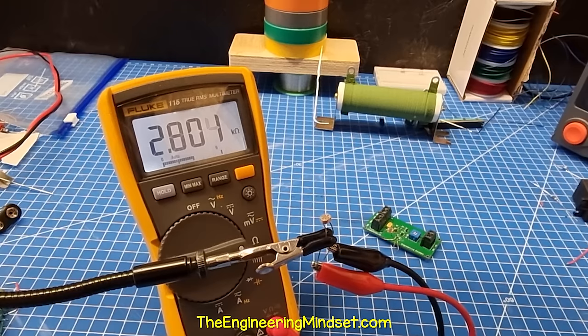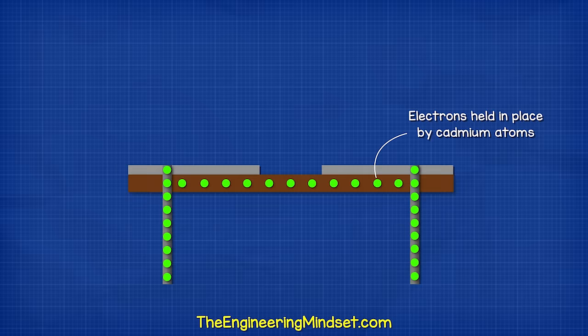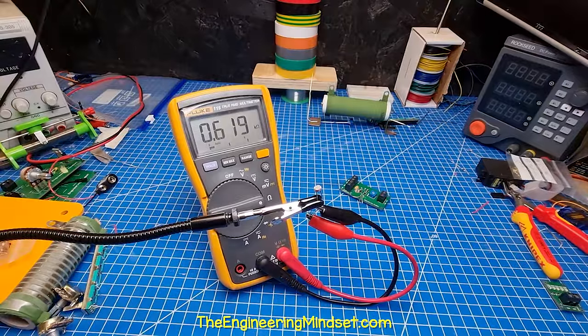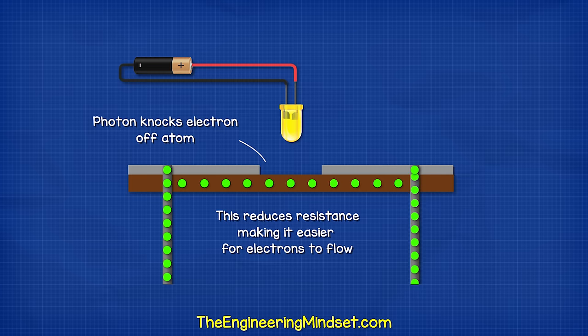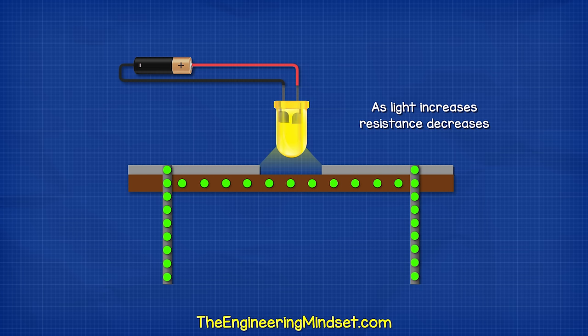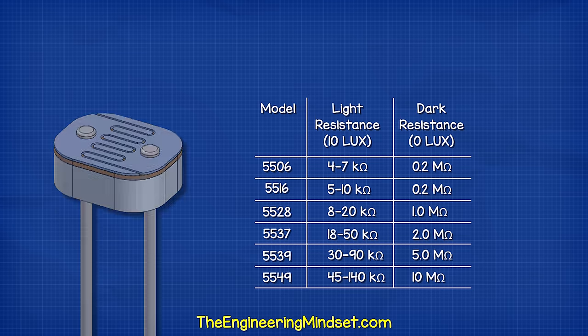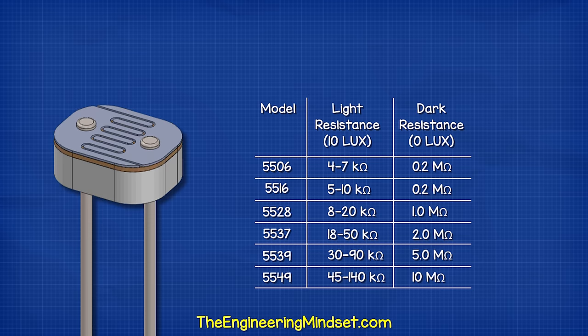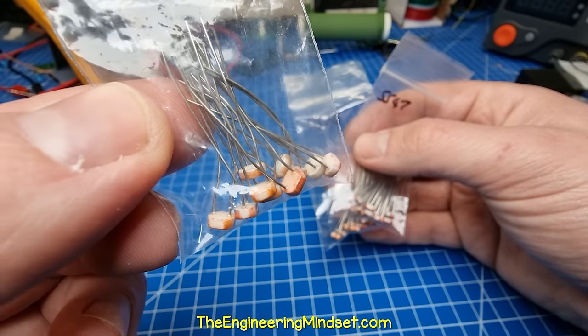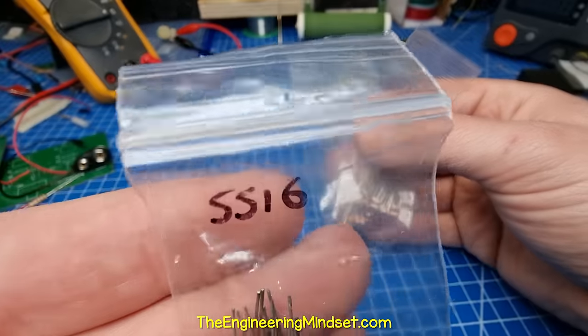Ordinarily, they have a high resistance. The electrons within the cadmium are held in place by their atoms. But when exposed to light, the photons will pass through the gap. They will then hit the atoms of the cadmium and knock some of the electrons off. Another electron will then move to take its place. As the light increases, more electrons start to flow. So the resistance decreases as light increases. They come in a range of resistance values, but they don't typically have any markings on them. We only find this on the packaging.